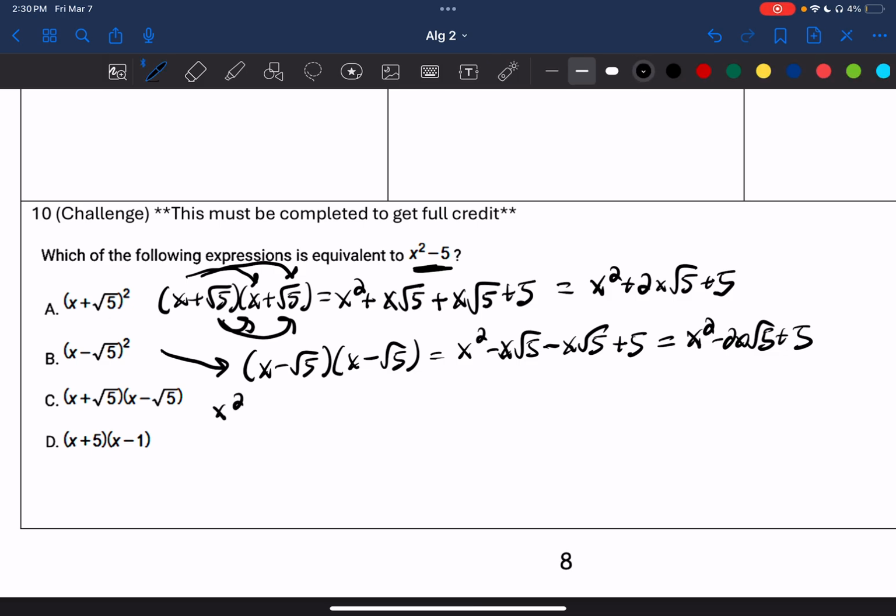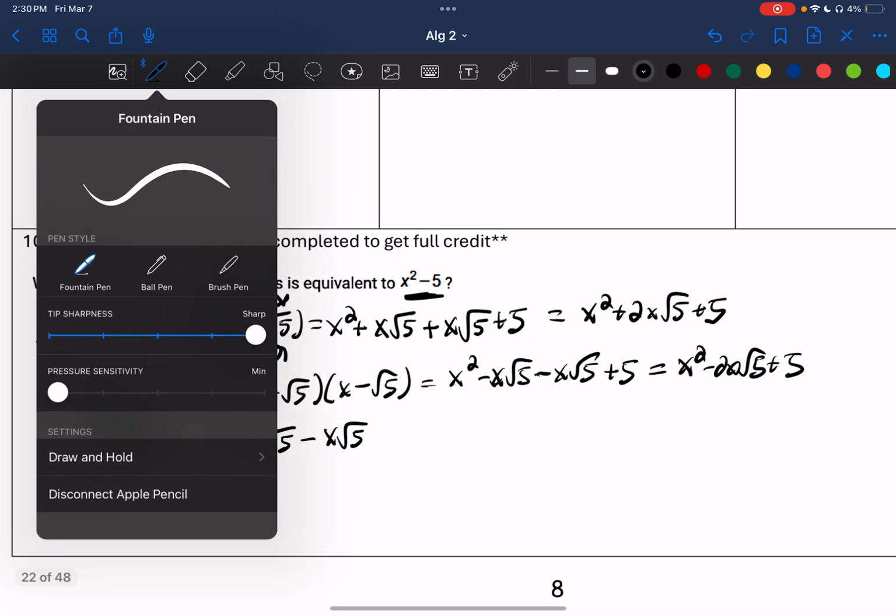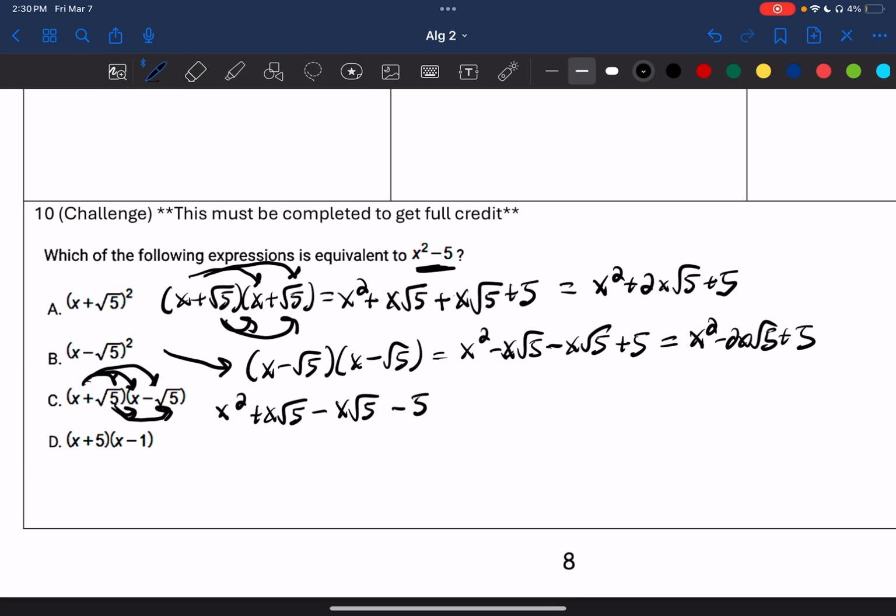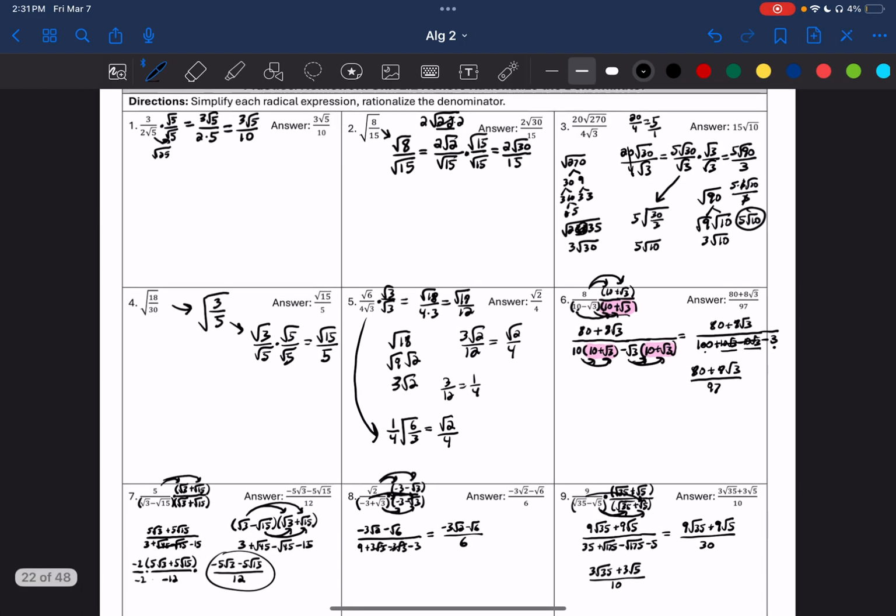So if we do this one, we get x squared plus x root 5 minus x root 5, and then we would have, so that came from 1, 2, and 3. And then our final one is root 5 times negative root 5. That would be just negative 5. So then we would have positive x root 5 minus x root 5. That cancels out. We'd just be left with x squared minus 5, which you might notice is exactly what we are looking for. So C is your answer. All right, this video is long enough.